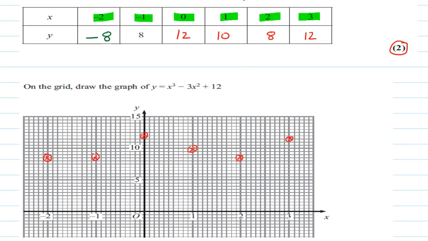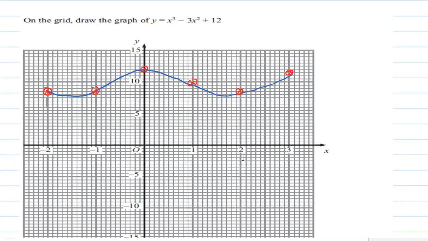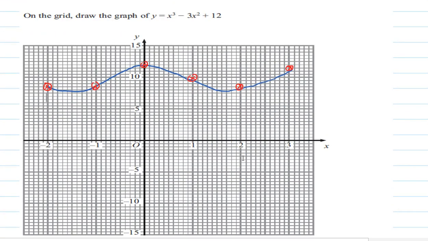Now let's sketch this graph. If we sketch this graph, it goes like this. Okay, it goes like this. Okay, this is our first question. This is our sketch point here.